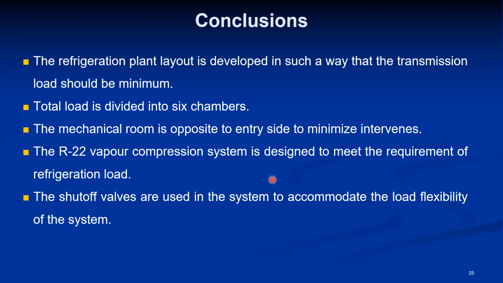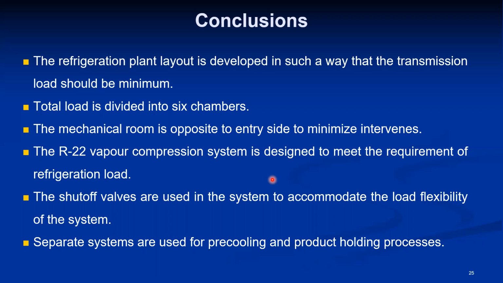And in that also multiple compressors are used, 6 compressors. So by doing the compressor modulation, we can reduce that capacity as well. The separate systems are used for pre-cooling and product holding processes. These are the conclusions.